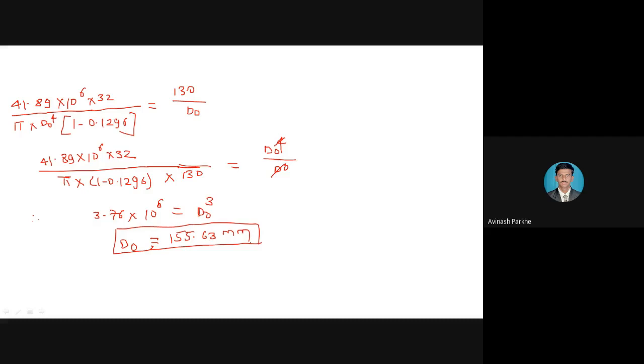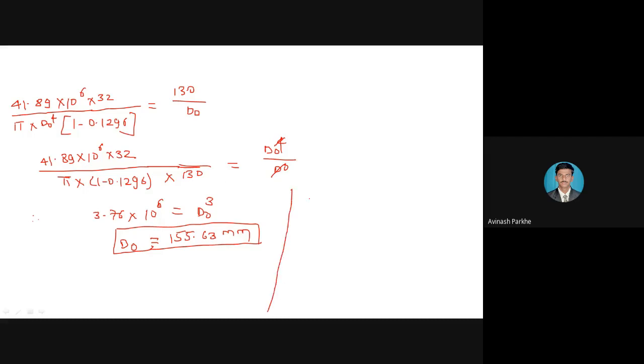How to calculate? Whatever answer you get, 3.76 into 10 raised to 6, make it raised to 1 by 3, because if the cube root is available in the calculator, you can directly calculate. If it is not available, you can raise the given answer to 1 by 3.